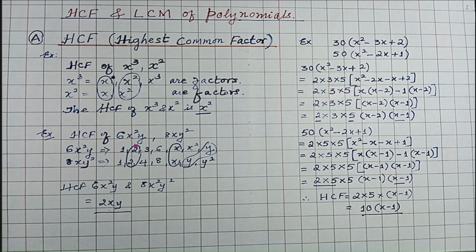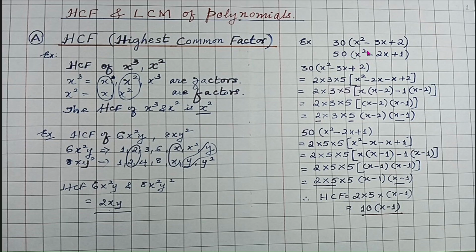Now what is common in this? 2 is common, x is common, y is common. Therefore HCF of 6x square y and 8xy square is 2xy. So that is the factors method of finding HCF. Now let us take one more example.